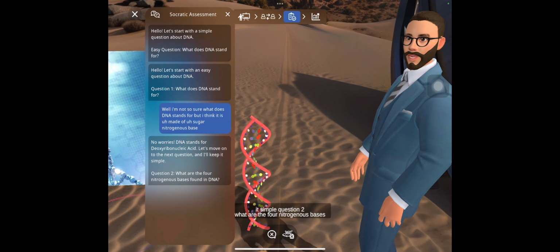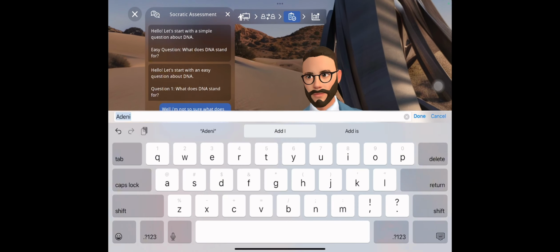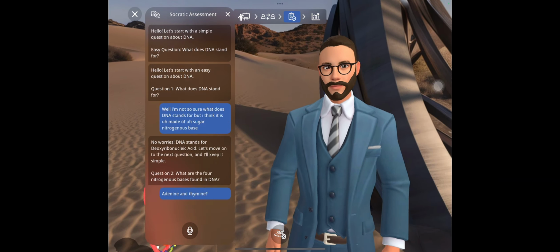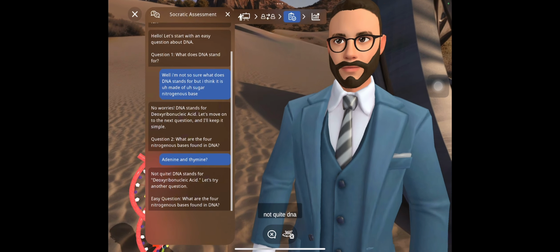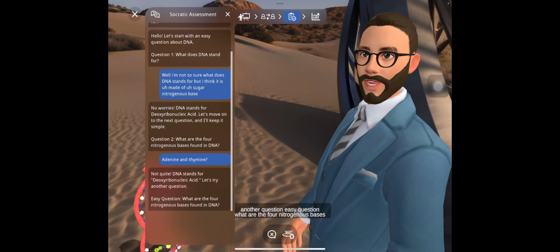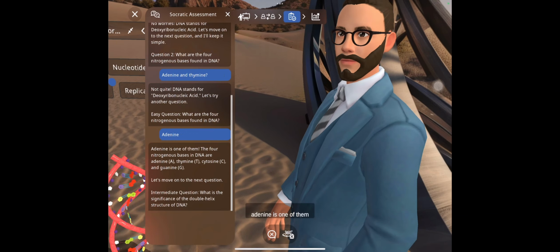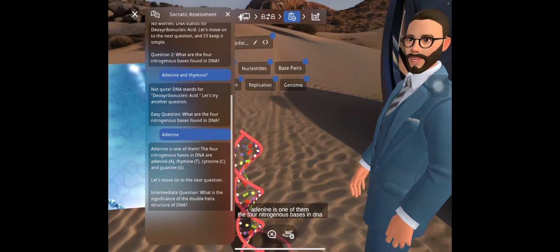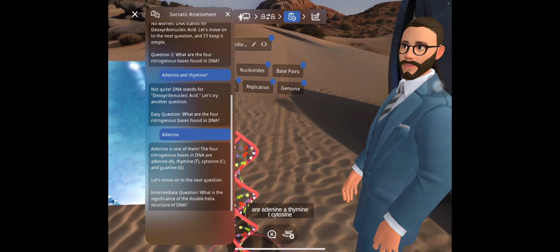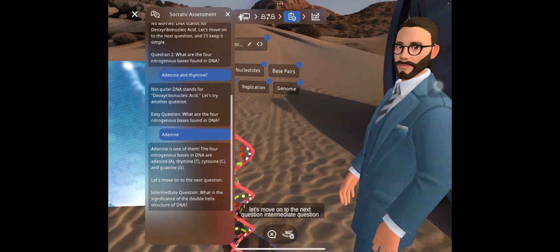Question 2. What are the 4 nitrogenous bases found in DNA? Not quite. Let's try another question. Easy question, what are the 4 nitrogenous bases found in DNA? Adenine. Adenine is one of them. The 4 nitrogenous bases in DNA are adenine, A, thymine, T, cytosine, C, and guanine, G. Let's move on to the next question.